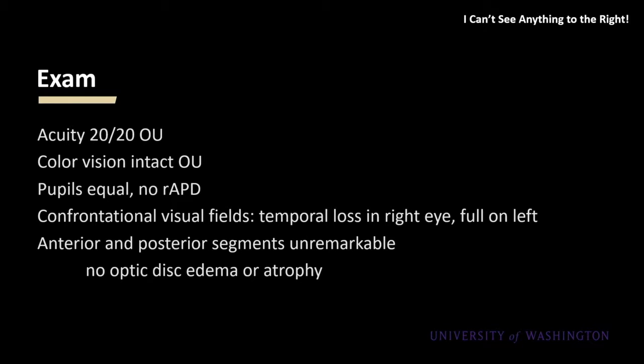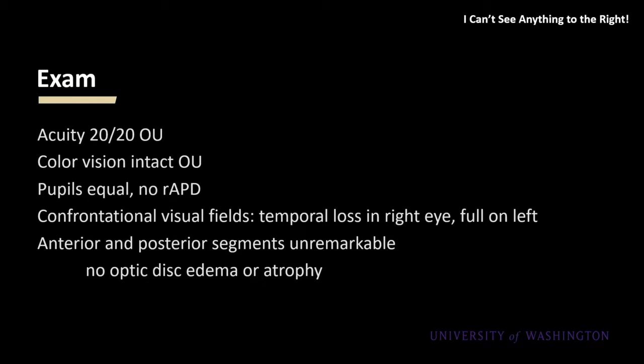On her exam, her acuity is 20/20 in both eyes. Her color vision is intact. Her pupils are equal, and she has no relative afferent pupillary defect. On confrontational visual fields, she has temporal loss in the right eye, and it is full on the left. Her anterior and posterior segments are unremarkable, specifically no evidence of optic disc edema or atrophy. I'd like to turn it over to the panel at this point and get some comments.